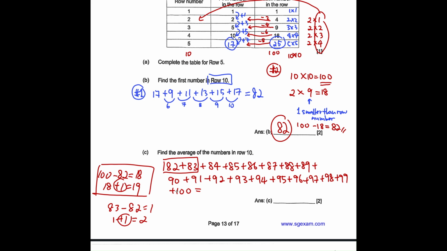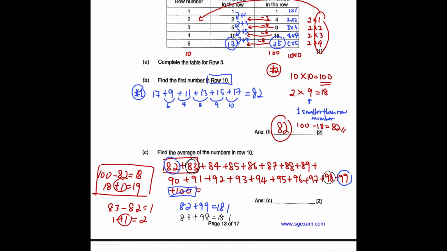Okay, so I will ignore this first. 82, the very first number plus the very last number, 82 plus 99, gives you 181. Okay, let's say if we add 83 and 98, that also gives you 181.